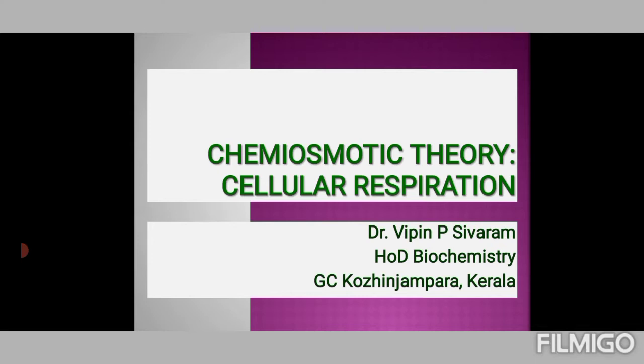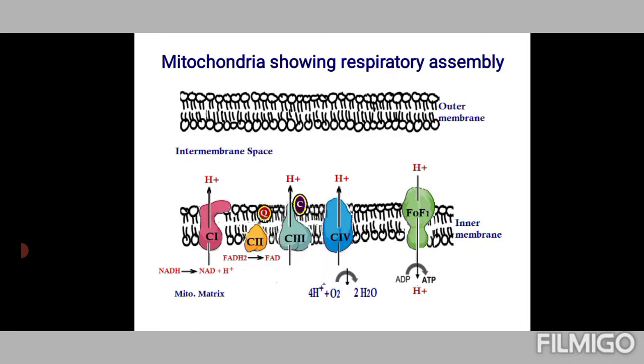Well, in one of the earlier lectures, we had discussed that electrons released in the oxidation of NADH and FADH2 flow through the electron transport chain or respiratory assemblies to generate a proton gradient. A proton gradient will be generated across the inner membrane of mitochondria, and protons jump from the mitochondrial matrix to the intermembrane space as the electrons pass through this assembly.